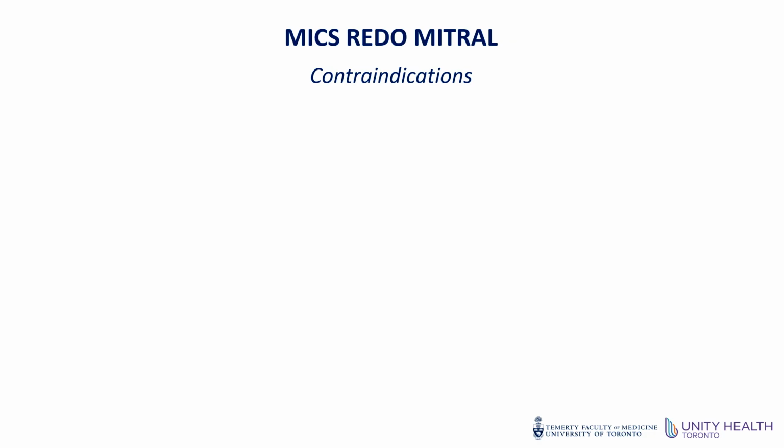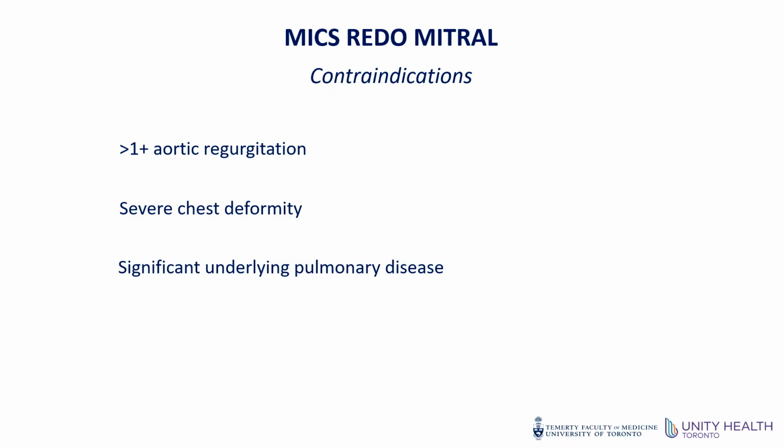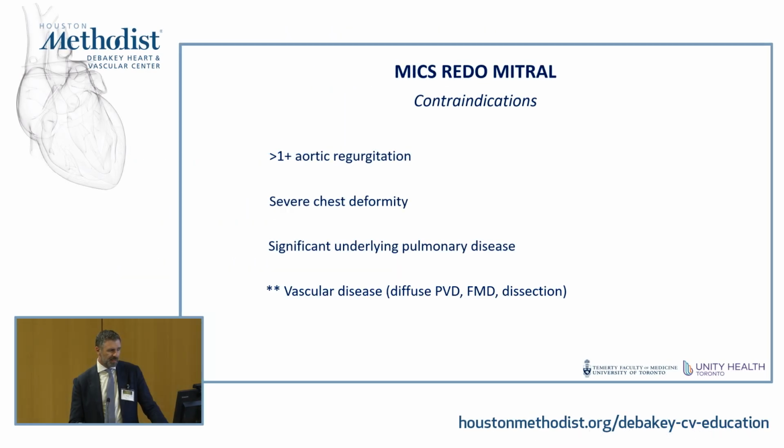What are the contraindications? Well, not probably different to many of the ones that have been highlighted this morning. So when you have a considerable aortic regurgitation, severe chest deformity, or a significant underlying pulmonary disease, I would probably say these are relative. Vascular disease: for diffuse PVD, you may use an axillary access rather than a femoral. I tend to be cautious in patients with fibromuscular dysplasia because I'm concerned about potential risk of intraoperative dissection.